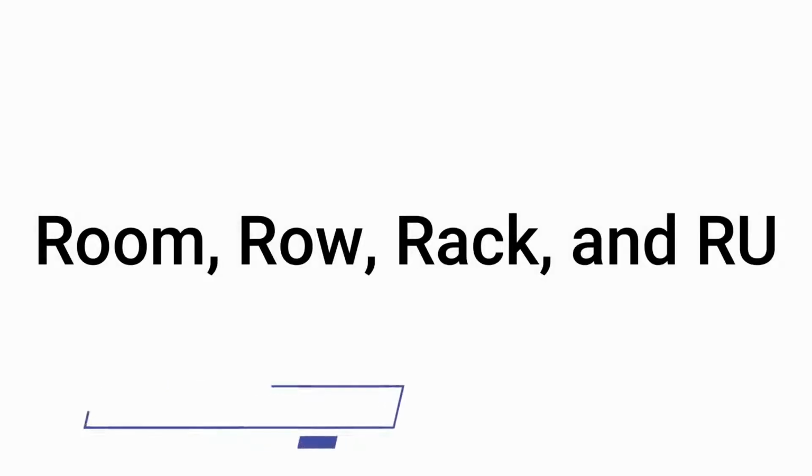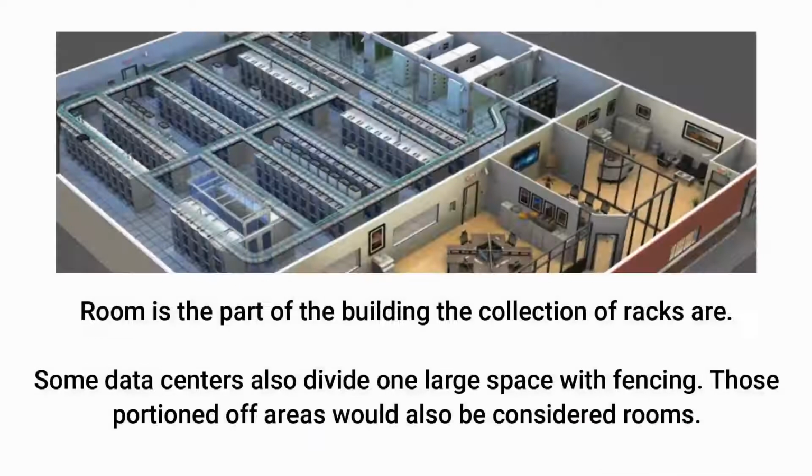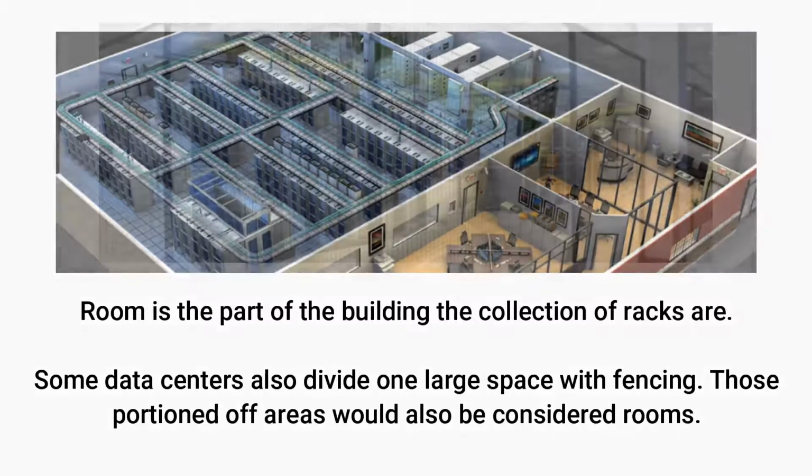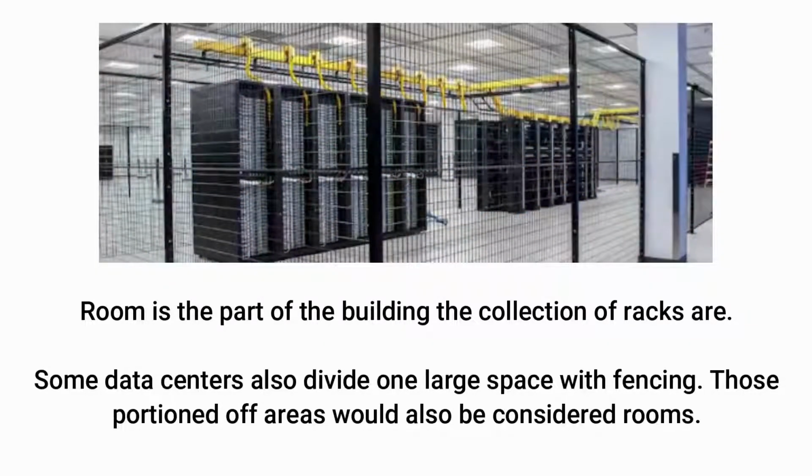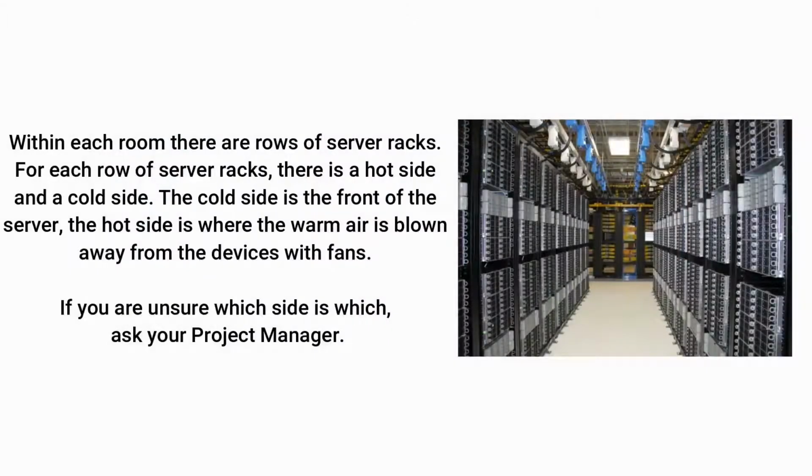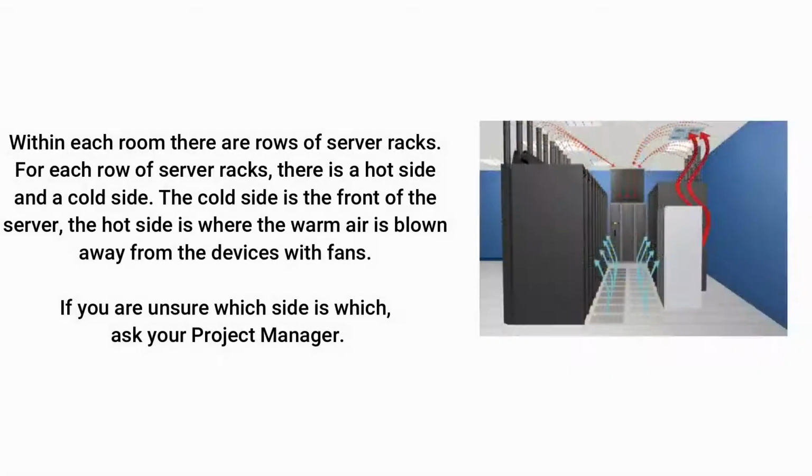Room, row, rack, and RU are how individual servers are located within the large quantity of server racks in the data center. The room is the part of the building where a collection of racks are. Some data centers also divide one large space with fencing. Those portioned off areas would also be considered rooms. Within each room there are rows of server racks. For each row of server racks, there is a hot side and a cold side.